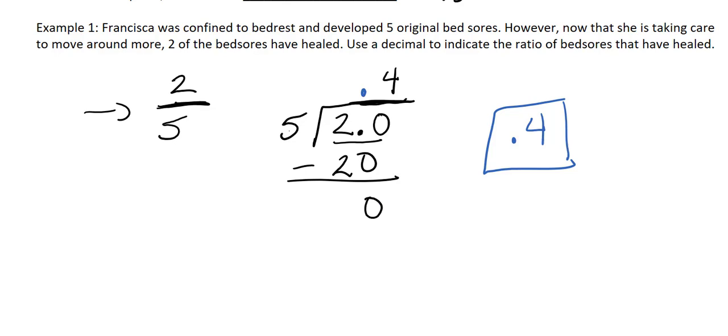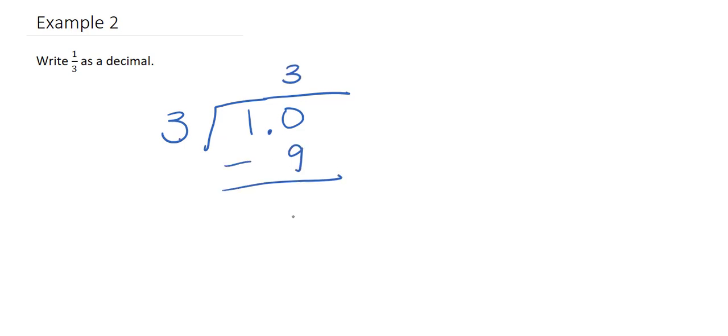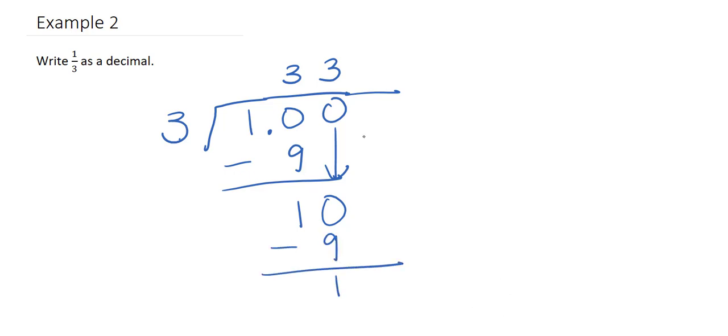Now let's look at the next example. Example 2, write 1/3 as a decimal. We have 1, and we're going to divide it by 3. Now 1 is too small, so let's add a decimal and a 0. 3 can go into 10 3 times. We subtract, 10 minus 9, so that's 1. Now we add another 0 and bring that down, that's a 10. 3 can go into 10 3 times. 3 times 3 is 9. We subtract and get 1 again.